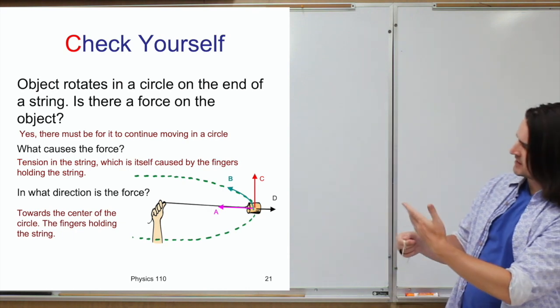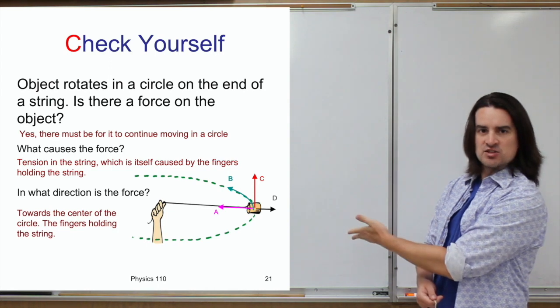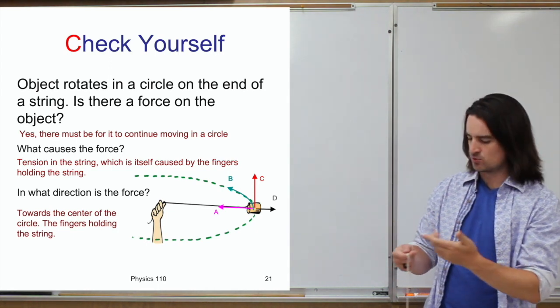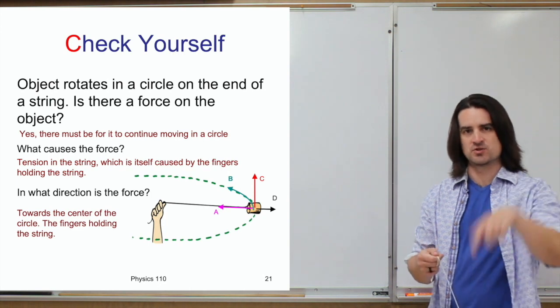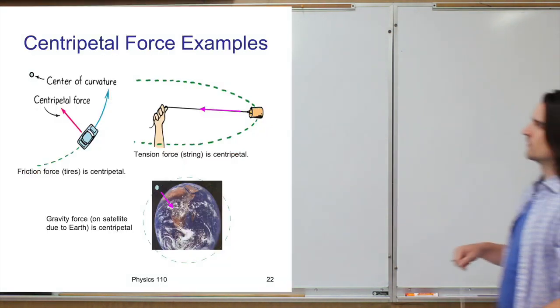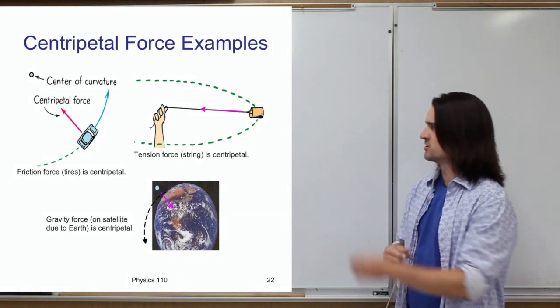And well, hopefully that kind of gave away the answer to the last one, in that the direction would be A in this picture, right? It's the tension and you're pulling the object towards your fingers, which is the center of the circle that this thing's rotating around. Okay, so some examples of centripetal force, right?